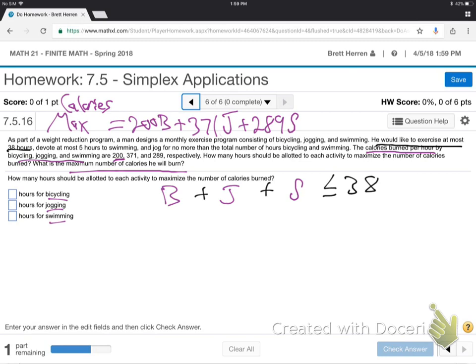Let's keep going. What's next? Devote at most 5 hours to swimming. Swimming's at most 5. S less than or equal to 5. Sorry, my S's look like 5s. S is less than or equal to 5.